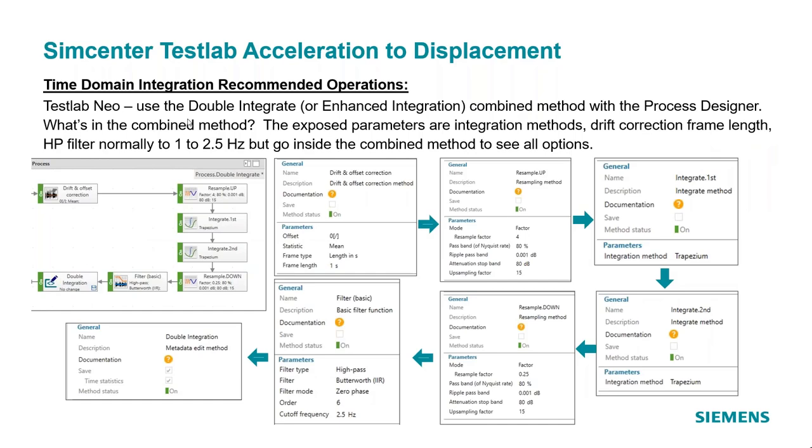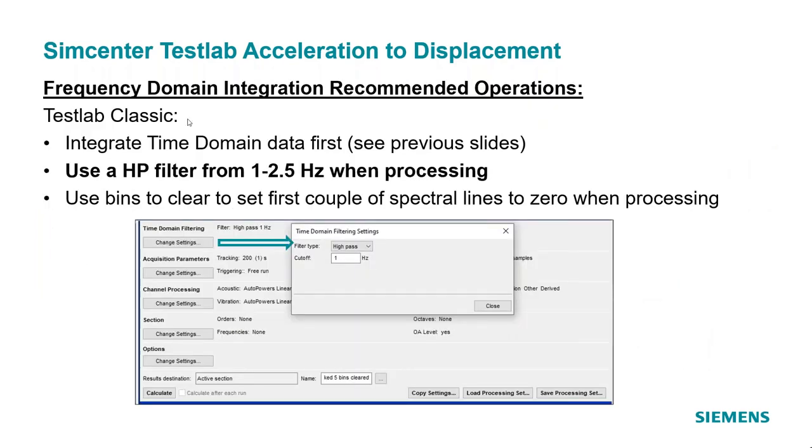Okay, so those are the steps for Neo. And then if I wanted to do it in the frequency domain, you want to be a little bit careful there. So first we could integrate in the time domain, as I just showed, and take that displacement data and process that to the frequency domain. Or as a time data processing step, we could go to the time domain filtering at the top and set a high pass filter from 1 to 2.5 hertz, as shown here.